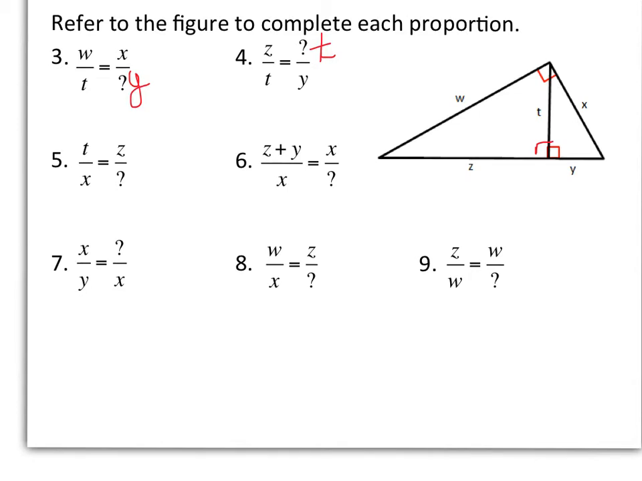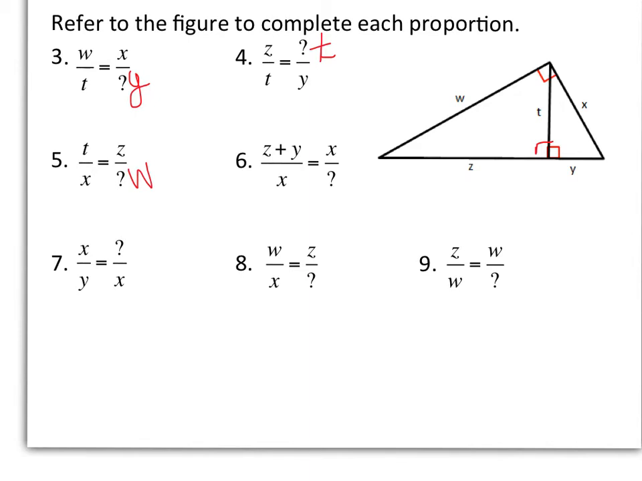5, T is to X as Z is to, so T is the longer side in our small triangle, X is the hypotenuse. Z is the longer side in our medium triangle, W is its hypotenuse.